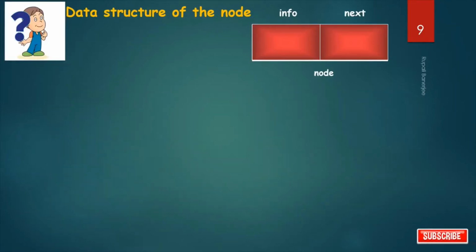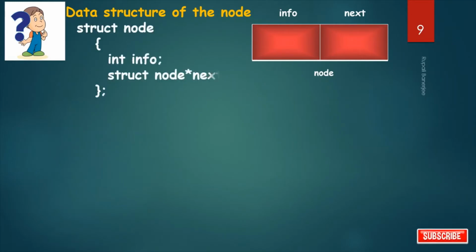What is a node? When we talk about storing a list of information, each information set is a node, which also plays the role of a connection point in the list. So what is the data structure of the node? Here we define one structure, the name of the structure is node and the member variables are int info, say in our example info is an integer, and struct node *next, meaning next can hold the address of another node. So this is the data structure of the node.